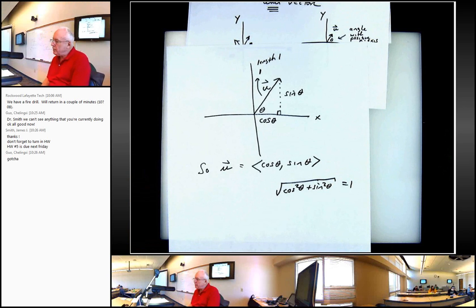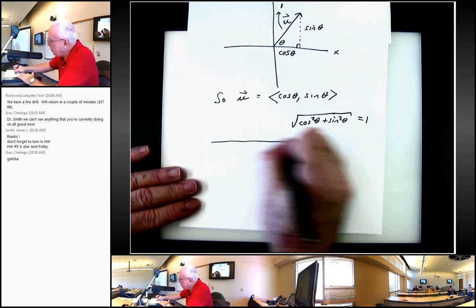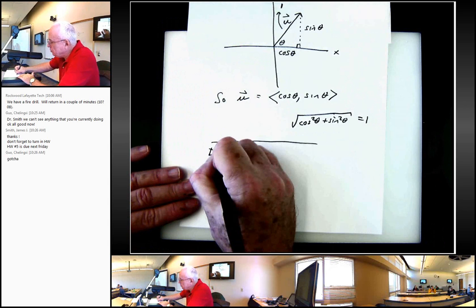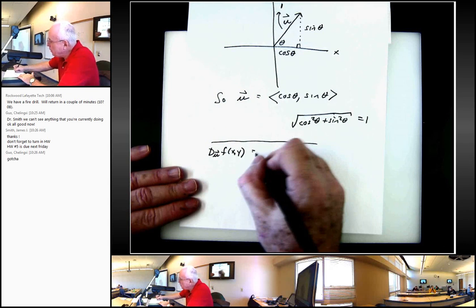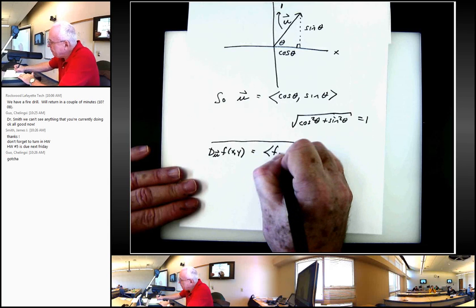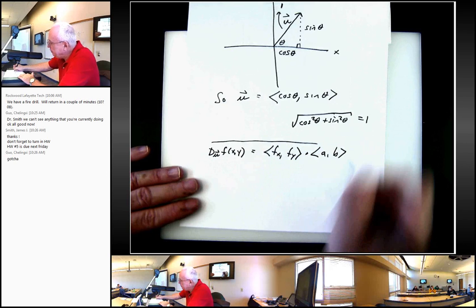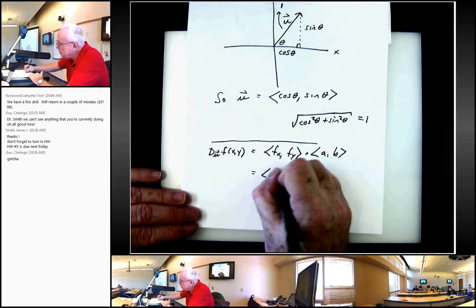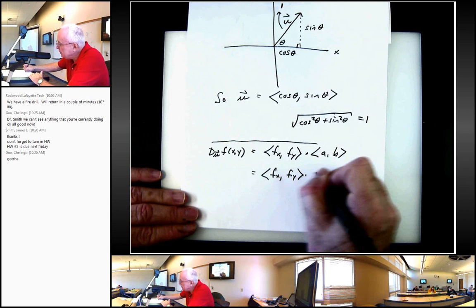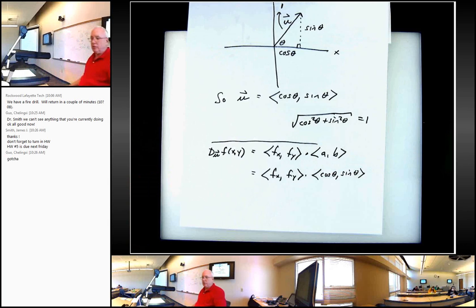All right. So another way of looking at this directional derivative, we've said here, directional derivative in the u direction of our function. One way of writing it is fx, fy, dot a comma b. Well, I can write the a comma b as cosine and sine. So this is fx, fy, dot cosine of theta, sine of theta, like that. And that's our u.